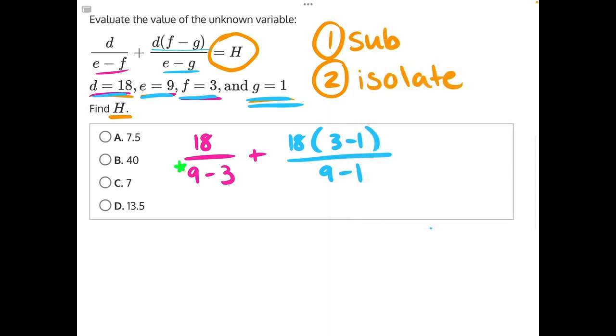Starting with our denominator over here, 9 minus 3 will give us 6. So we'll have 18 over 6. And then this is an even division problem. 18 divided by 6 will give us 3.